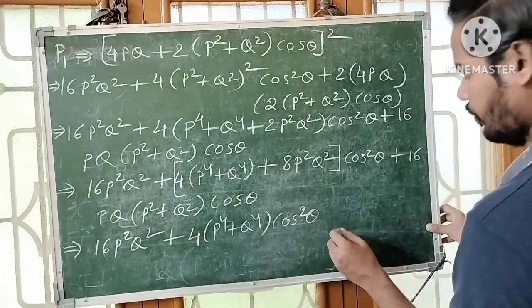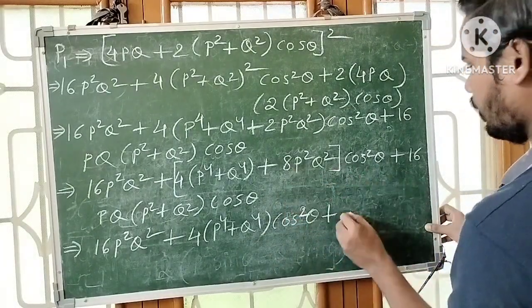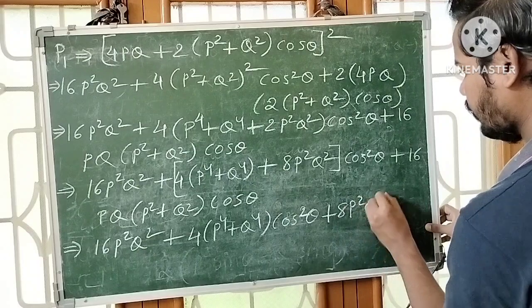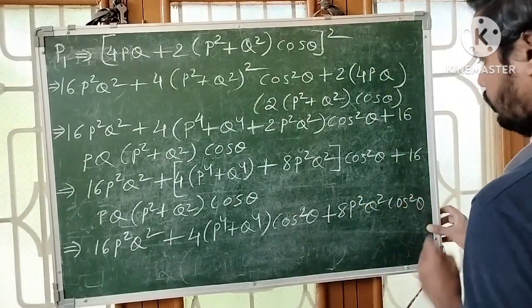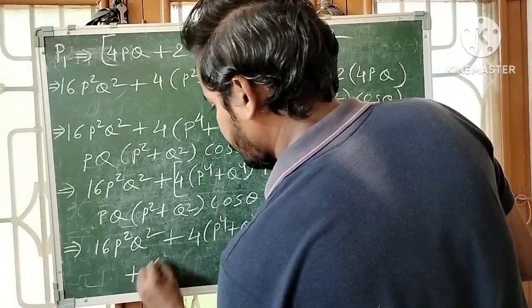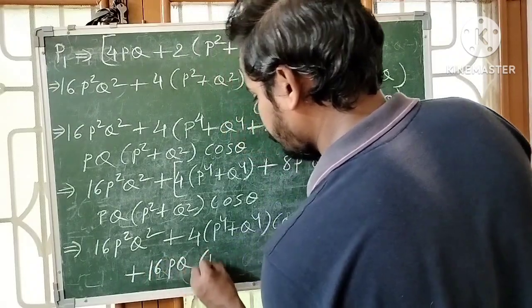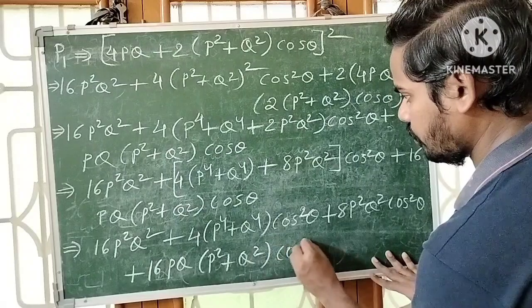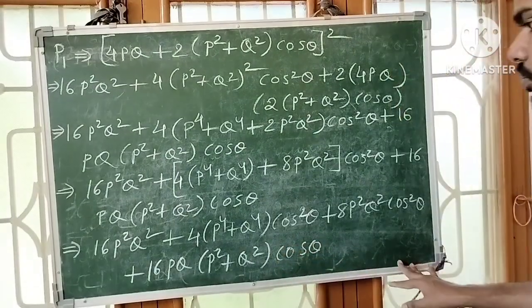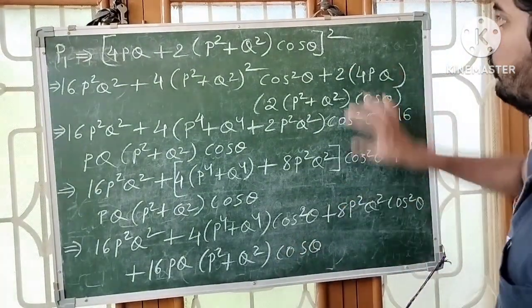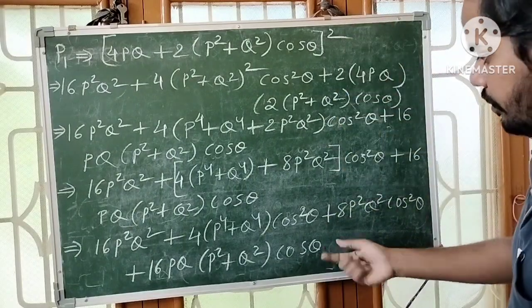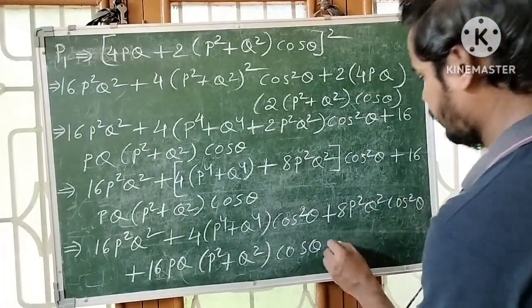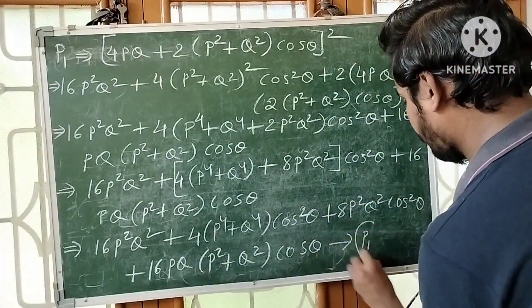So 8 p square q square cos square theta plus 16 pq into p square plus q square into cos theta. This is the reduced form of part 1. Okay, so part 1 final expression.